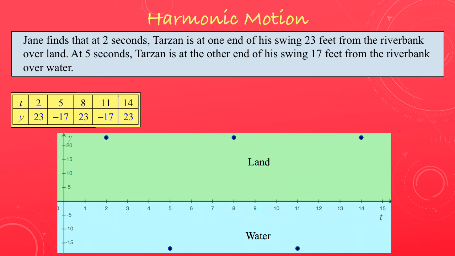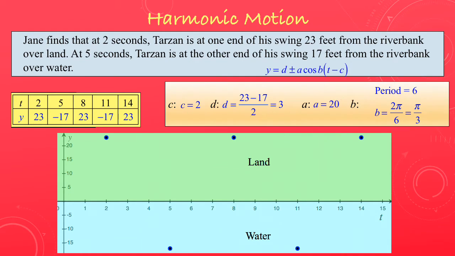So in another 3 seconds, we are back out at negative 17, and in another 3 seconds, we're back out to 23. So we have then 2 new points, (11, negative 17) and (14, 23). We show those points on the graph as well. Since we know our curve will be in the form of y is equal to d plus or minus a cosine of b, quantity t minus c, let's go through our work to find c, d, a, and b.